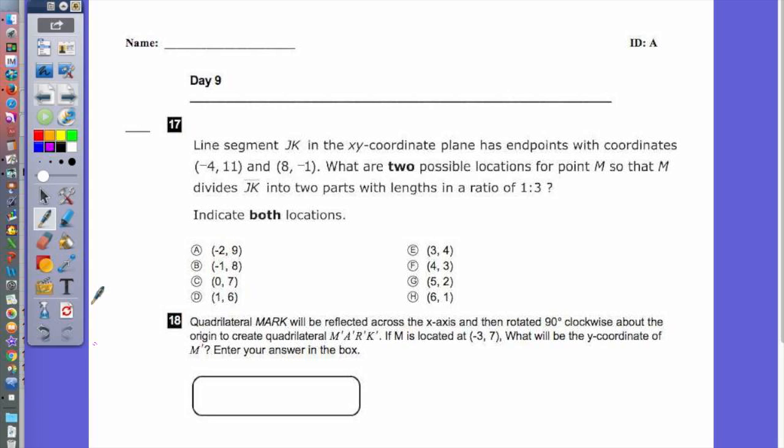Okay, are we ready to move on to 18? If you still have questions on partitions, I want to answer them, but if not, I want to move on to 18.